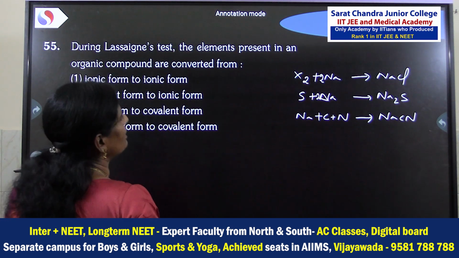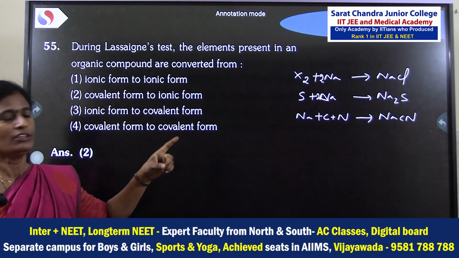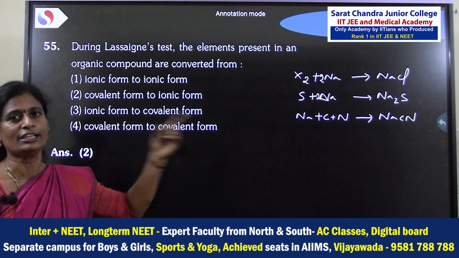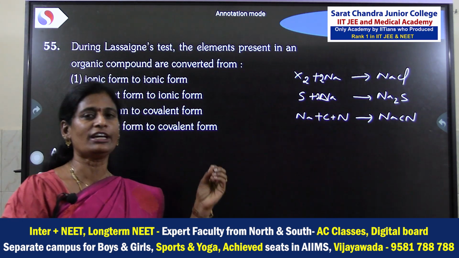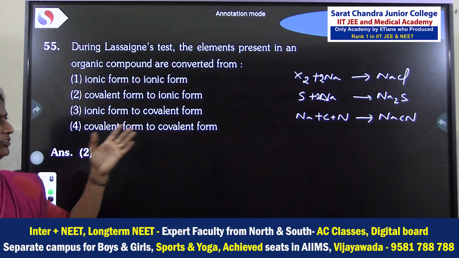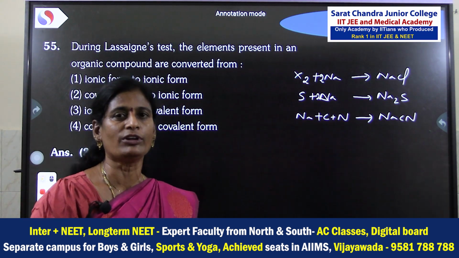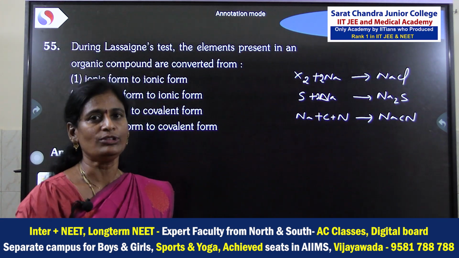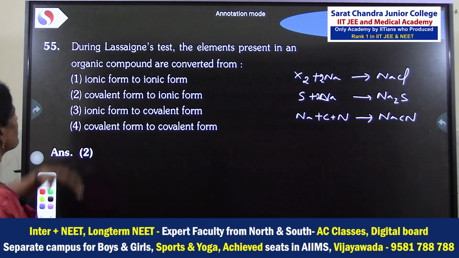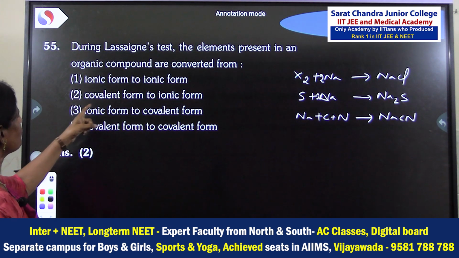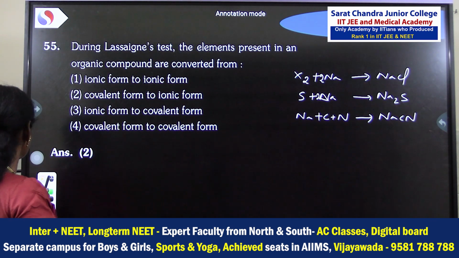Why do we convert them into ionic compounds? Because ionic compounds are more reactive, so we can easily identify these elements when we convert them into ionic compounds. Whereas, if they are attached to carbon in organic compounds, they are present in covalent state. That covalent bond is a strong bond and we cannot easily identify those elements. So, the correct option is covalent form to ionic form. So, the option is the second one.